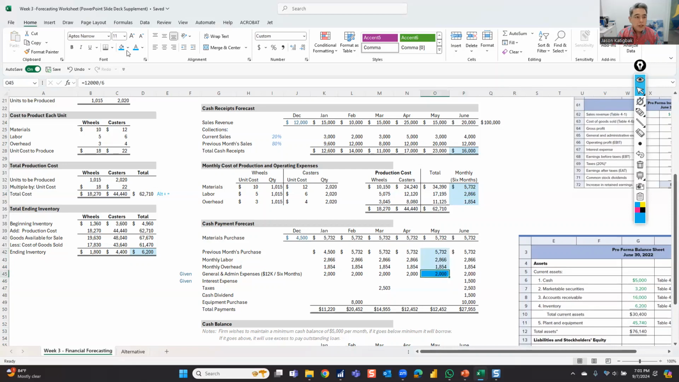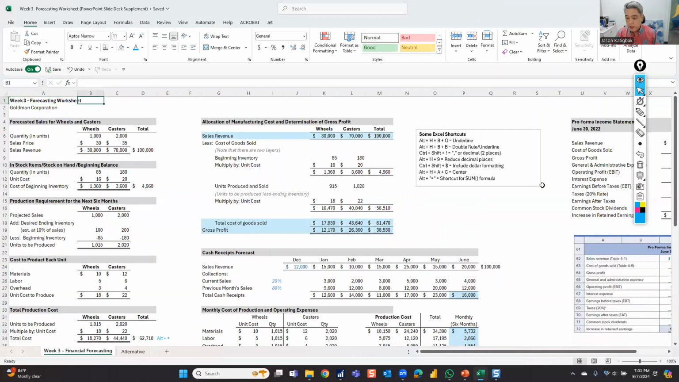And then the other items right now are items on the income statement. For example, this general and admin expenses of 12,000, that's a given. That's coming from our income statement a while ago. Let's go back there.